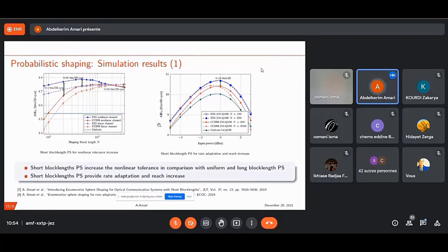Here we have some results. So as I mentioned, at short block length we get better performance in terms of nonlinear tolerance, while for long block length we get the highest shaping gain, and then we can achieve a trade-off and an optimal shaping block length that gives us both shaping gain and nonlinear tolerance. And you can see that by applying probabilistic shaping using different algorithms, we always get much higher performance than uniform signaling at the same bit rate.